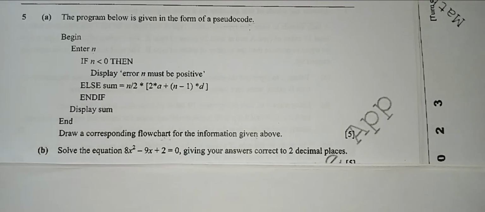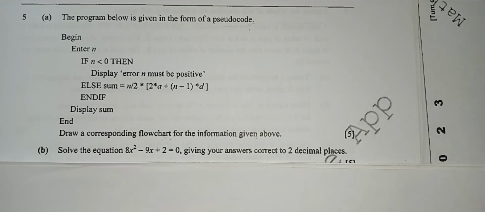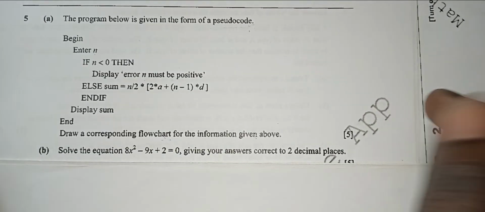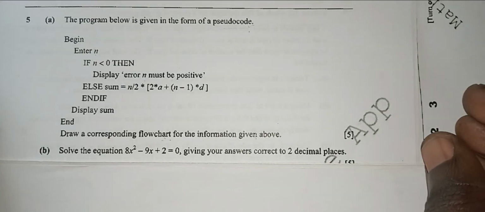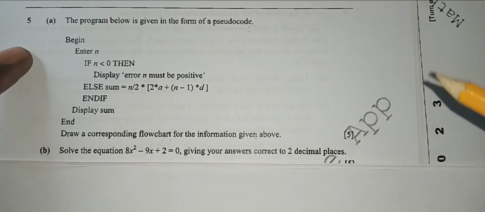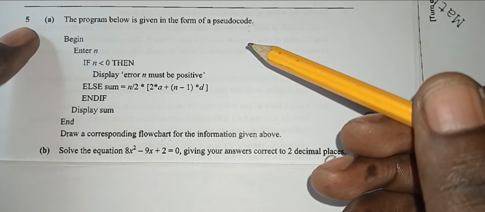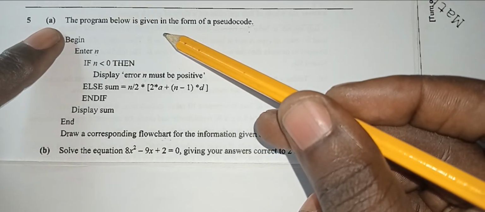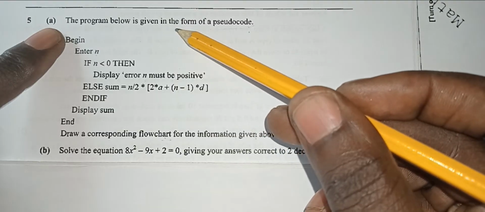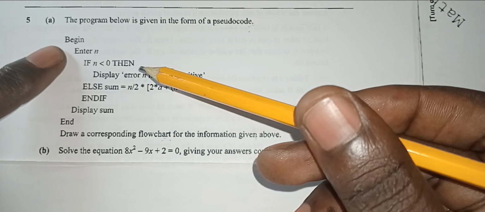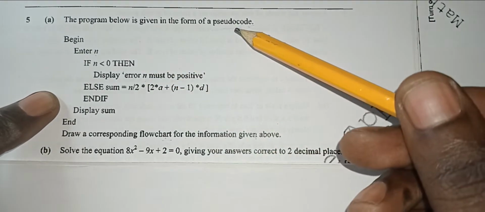Hello, I welcome you to this short video, which is coming from the 2023 examination past paper for GCE. In this video, we want to look at a question under computer mathematics, which is about pseudocodes as well as flowcharts. So in this question, which is number 5A, the question says the program below is given in form of a pseudocode. So this program that we can see, these statements that we can see, represents a pseudocode.